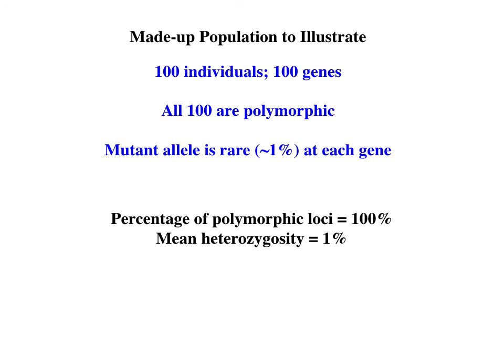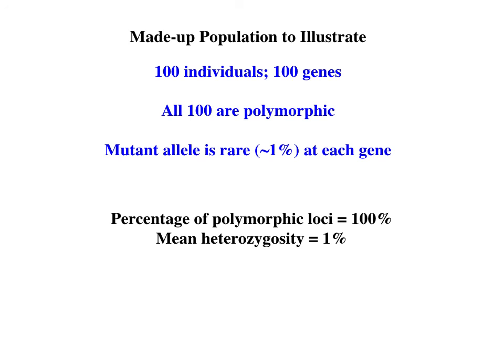So to illustrate the difference between these two measures, we could have a fictitious population of 100 individuals where we're going to measure 100 different genes in that population. When we actually go in and measure those genes, we find that all 100 of them are polymorphic within that population, meaning that we don't have any of the genes that only have one allele. They all have two or more alleles. But we might find that at each of those 100 genes, the mutant allele is rare, say, occurs at 1% of the time.